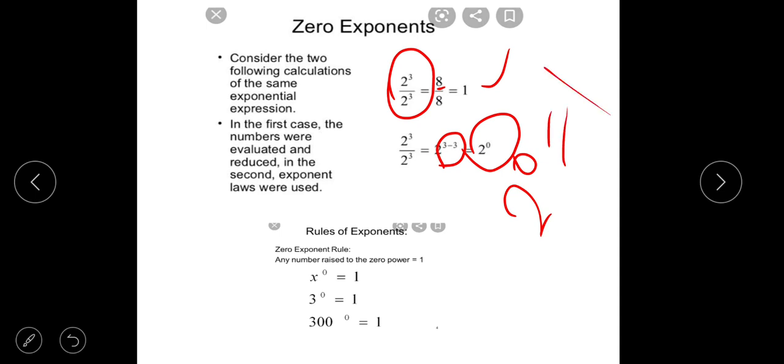So in this way, there is a zero exponent rule. Any number raised to the power 0, the answer is 1. So x raised to 0 is 1, 3 raised to 0 is 1, 300 raised to 0 is equal to 1. Any number raised to 0 is equal to 1.